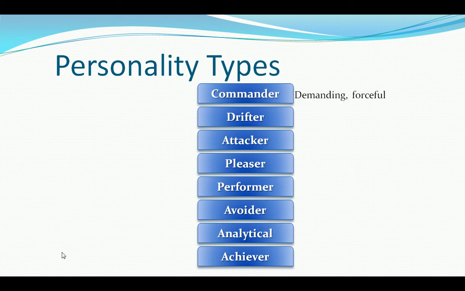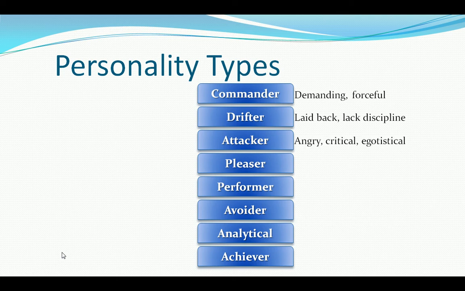The first one is commander. This is a demanding and forceful attitude. The drifter is laid back. They lack discipline, so they're not as disciplined as these other types. The attacker is an angry, critical, egotistical person.